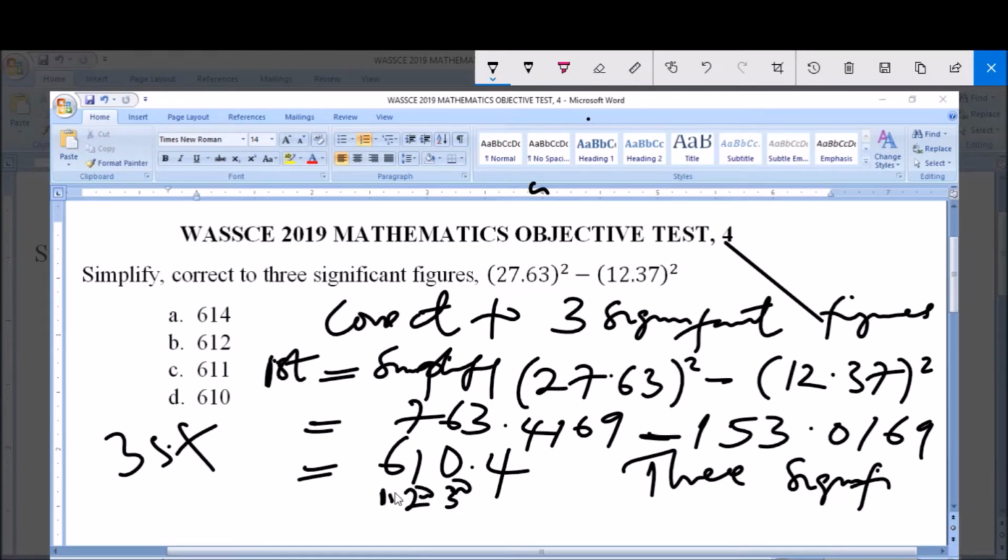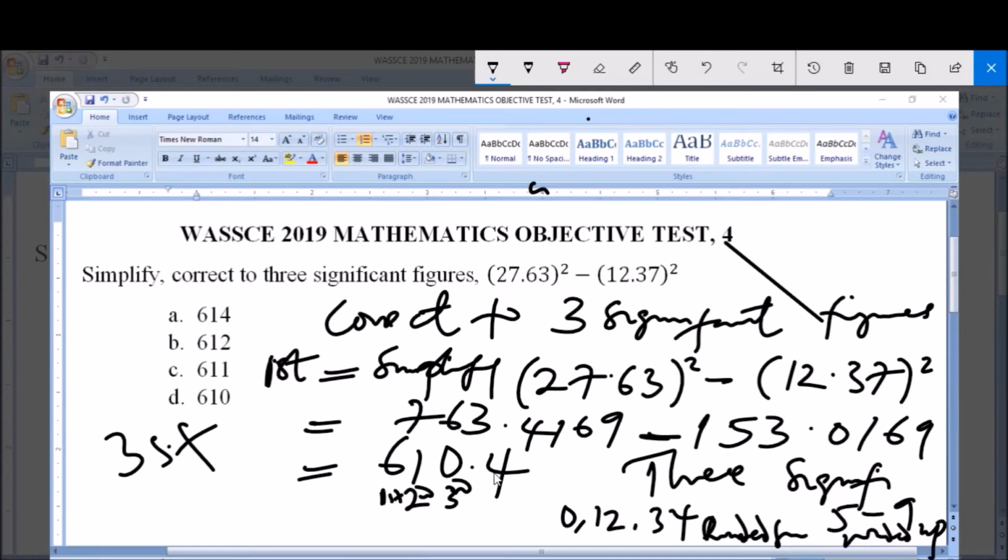So now we have 0.4. You are asked to find correct to three significant figures. So the 4 now will have to be what? Approximated to suit the three significant figures which you are looking for. Now 4, when you are approximating, all values from 0, 1, 2, 3 and 4 will be rounded down. Then from 5 to 9 will be rounded up.